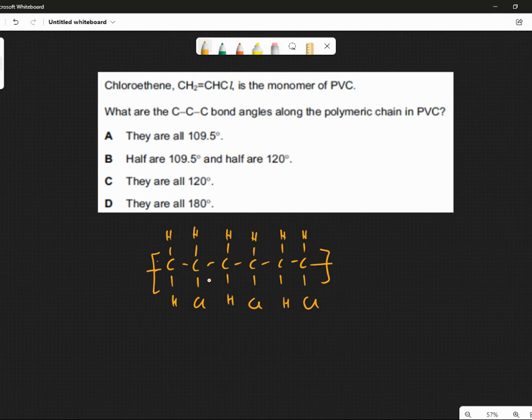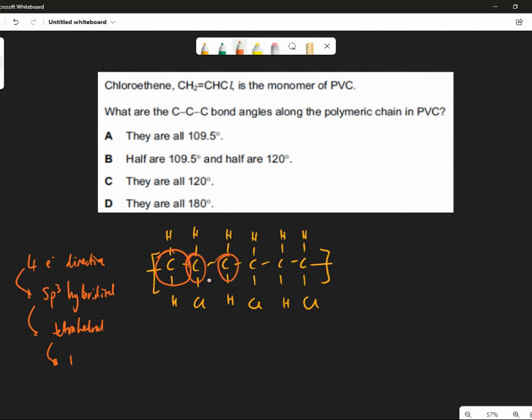Now, guys, this is straightforward, I think. How many bonding directions are around this carbon? Well, there are 4 electron directions. Therefore, we know it is sp3 hybridized. And therefore, we know it must be tetrahedral. And if it's tetrahedral, it must have all of them, because they're all 4. It must be 109.5. So the answer is A. Piece of cake. All right. Anyone want to argue? Please argue now while I'm getting the next one.